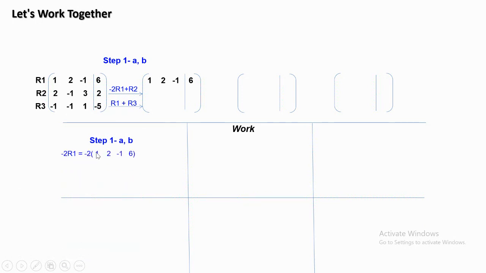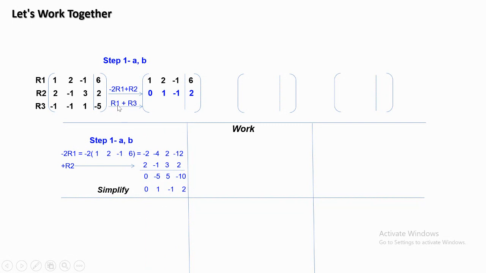My negative 2 row 1 will be negative 2 times 1, times 2, times negative 1, and times 6, right? I got it from here. So that will give us negative 2, negative 4, 2, and negative 12, plus row 2, right? So it's going to give us 0, negative 5, 5, and negative 5. And again, we can simplify, correct? We can divide everything by negative 5, which will give us 0, 1, negative 1, and 2. That's my new row 2.